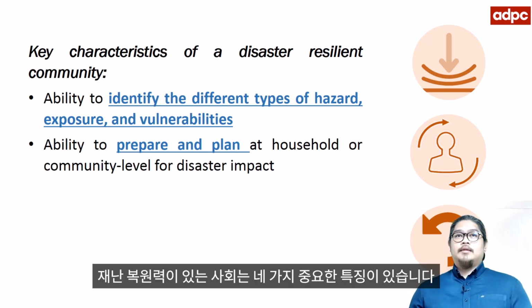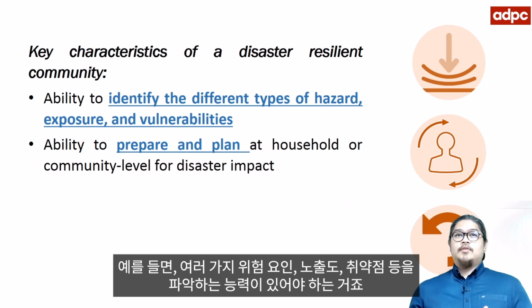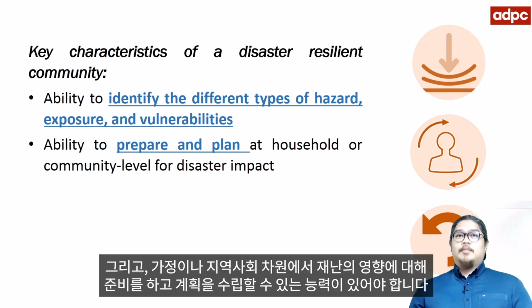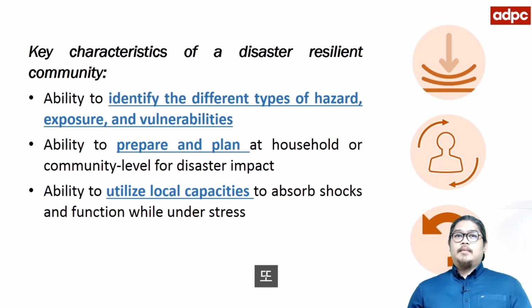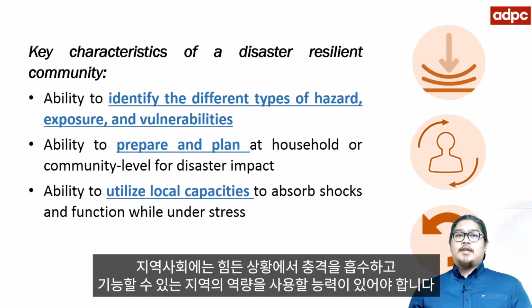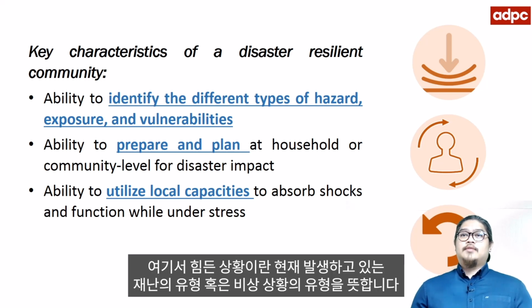From what we understand, there are 4 key characteristics of a disaster resilient community. For example, the community has to have the ability to identify the different types of hazards, exposures, and vulnerabilities. Communities should also have the ability to prepare and plan at the household or community level for disaster impact. In addition, communities should have the ability to use local capacities to absorb shocks and function while under stress. Stress meaning the types of disaster impact or the type of emergency that is currently happening.